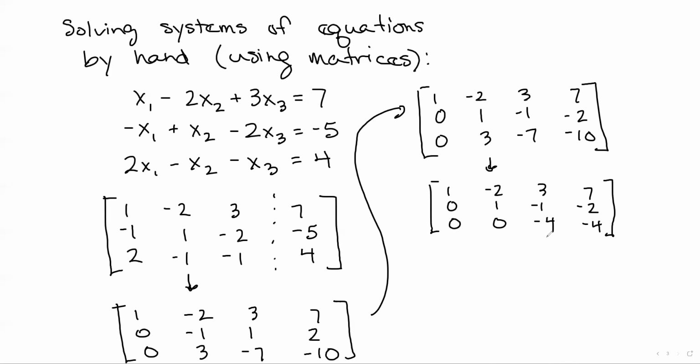And then the last guy here is on the diagonal. We want to have 1. And so we could do 1, -2, 3, and 7, 0, 1, -1, -2, 0, 0, 1, 1. All right, so once you've done that and you've got ones or zeros on the diagonal and you've got zeros beneath the diagonal, this is called row echelon form.